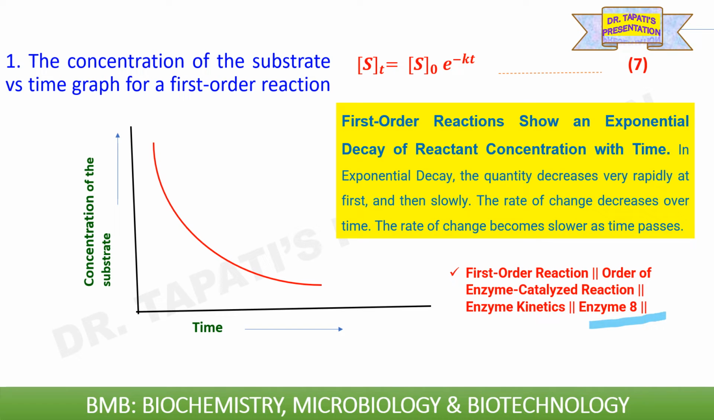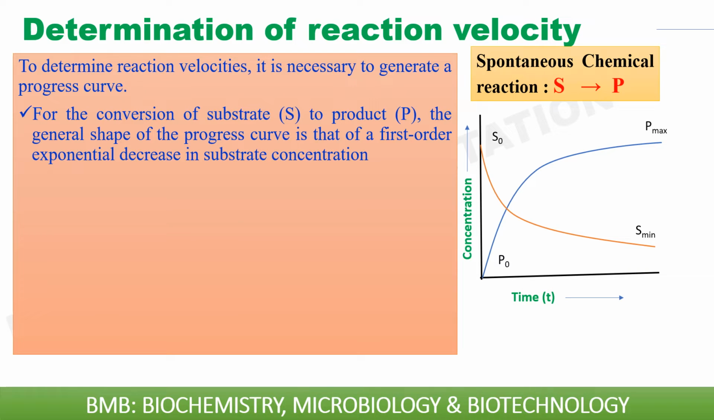In unit 8, I have already mentioned that in case of first order reaction, St is equal to S0 into e to the power minus kt. First order reactions show an exponential decay of reactant concentration with time. We found a similar graph here. So if you represent it in terms of substrate, in that case the progress curve is that of a first order exponential decrease in substrate concentration.